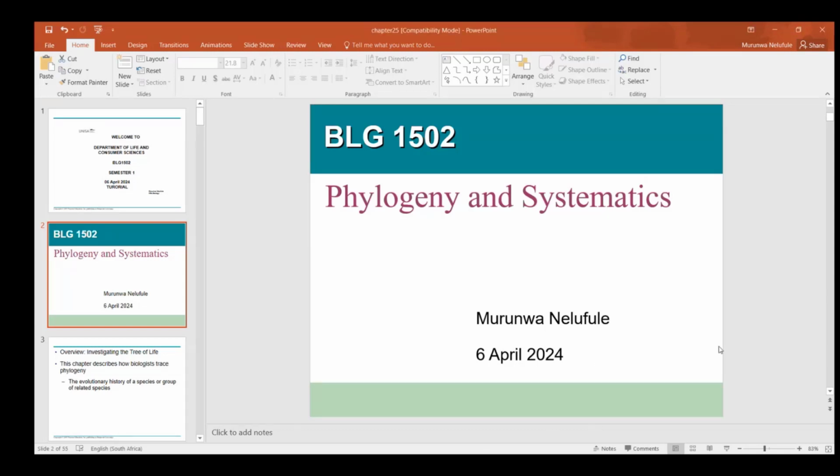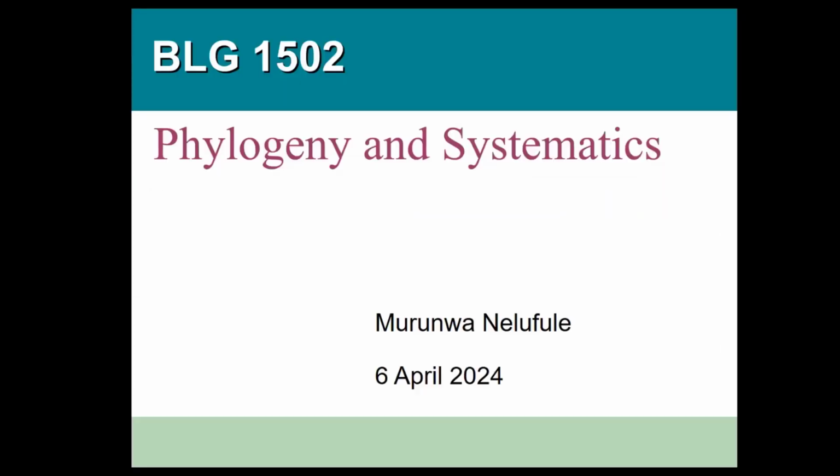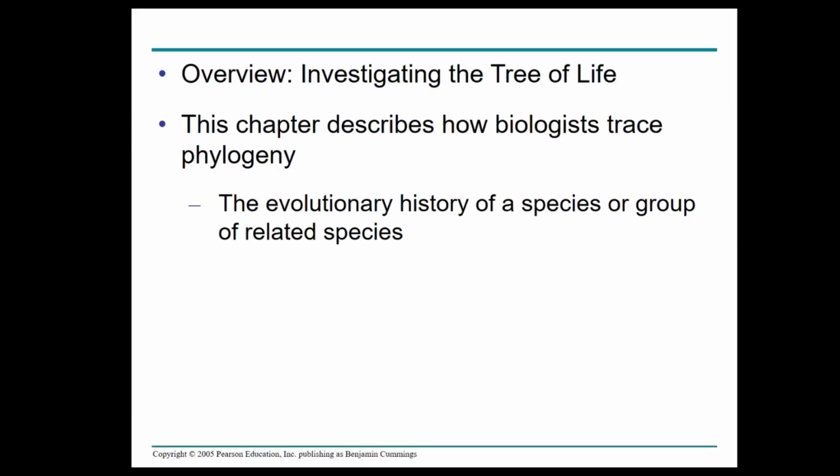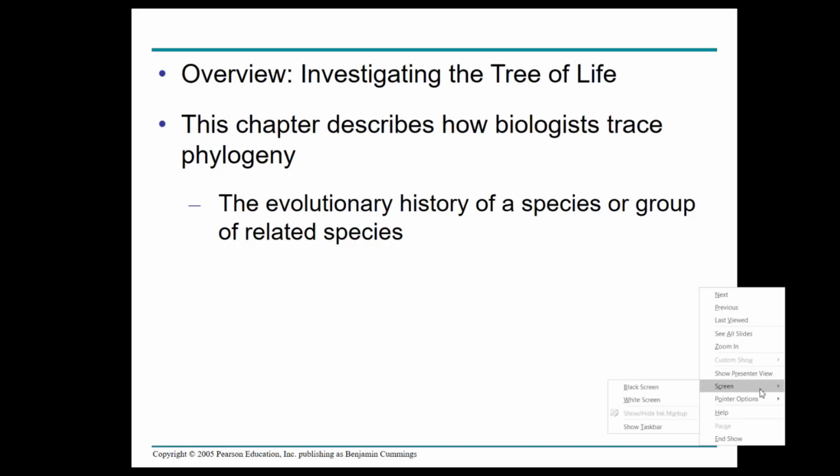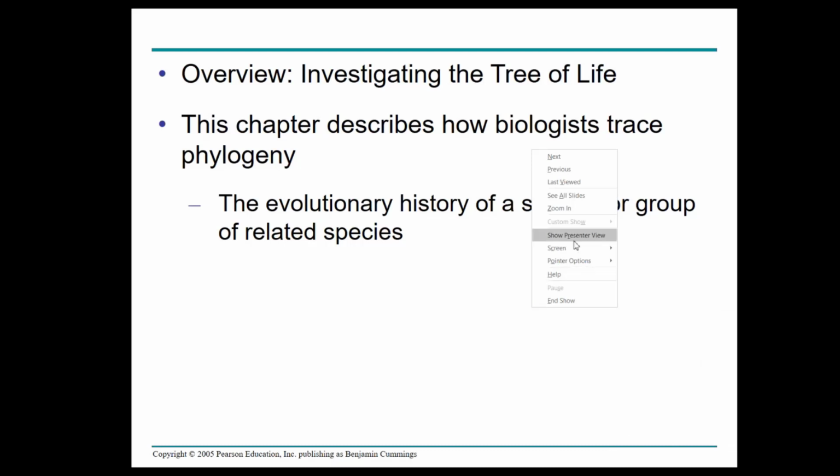Right. So today, like I've said, we're going to be talking about phylogeny and systematics. Like I've mentioned, these notes are a combination of your lecture notes and some extra materials that I've got, for your benefit. The overview: we touched a little bit in BLG1501 on the tree of life. The tree of life emanates from evolution, where this chapter describes how biologists trace heredity, or where we come from. Phylogeny is the evolutionary history of a species or a group of species.